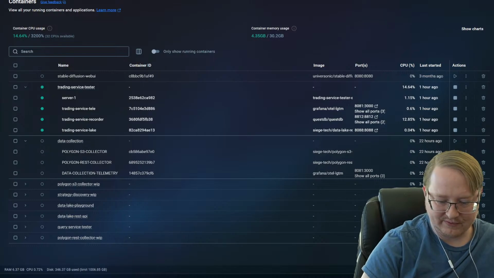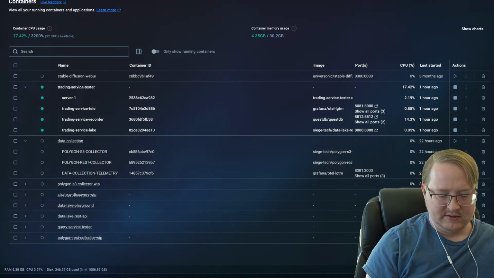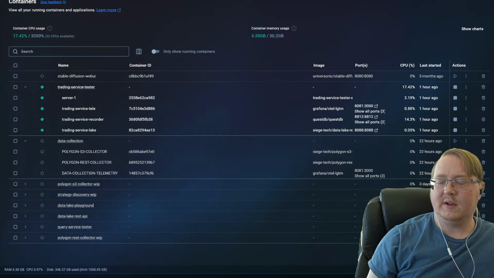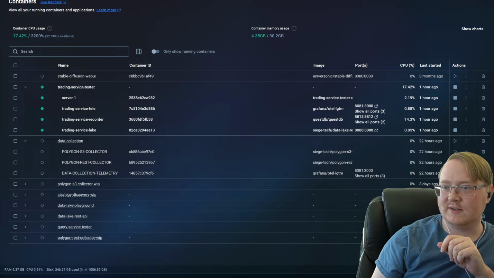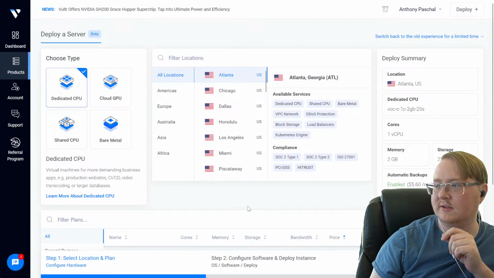Hold on, Vultr, Vultr, Vultr. I'm logging in now. Well, on the bright side, I didn't leave any instances running. Oh wow, they got a whole new UI now.